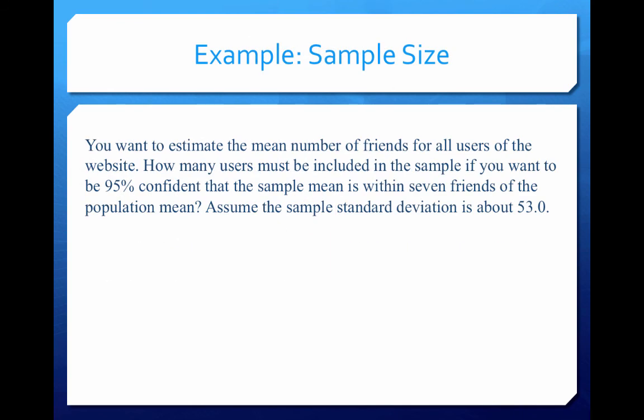All right, you want to estimate the mean number of friends for all users of the website. How many users must be included in the sample if you want to be 95% confident that the sample mean is within 7 friends of the population mean? Assume the sample standard deviation is about 53.